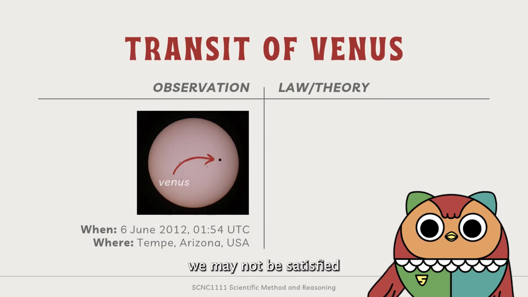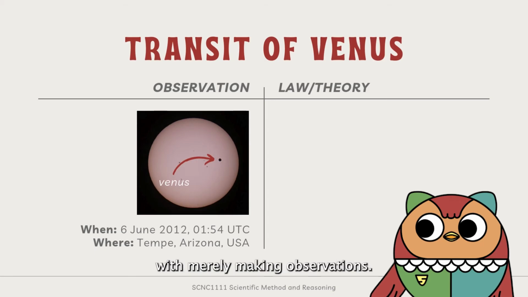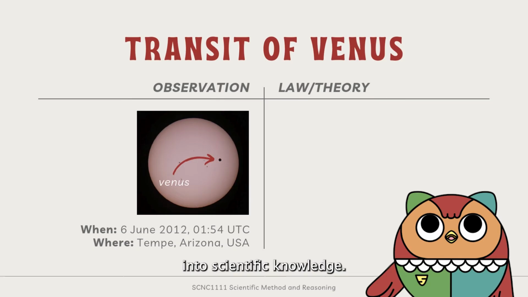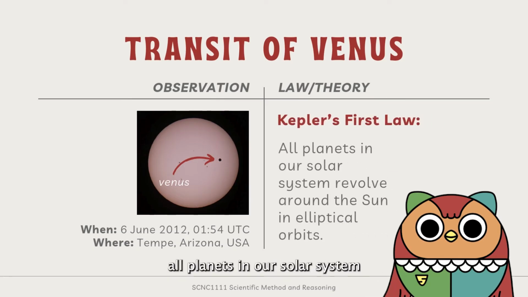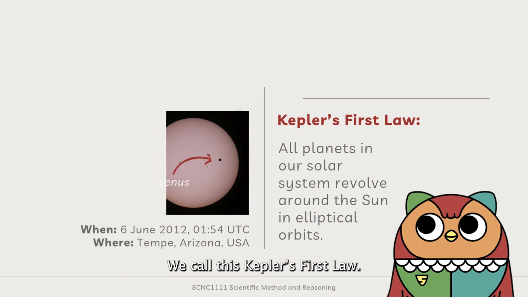But in science, we may not be satisfied with merely making observations. We would like to turn them into scientific knowledge. From our observation of Venus, we might propose a law that all planets in our solar system revolve around the Sun in elliptical orbits. We call this Kepler's first law.